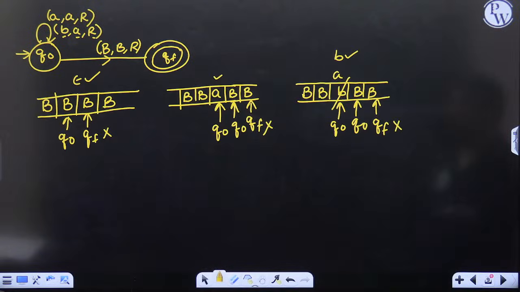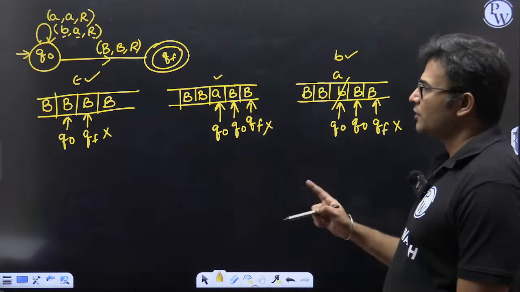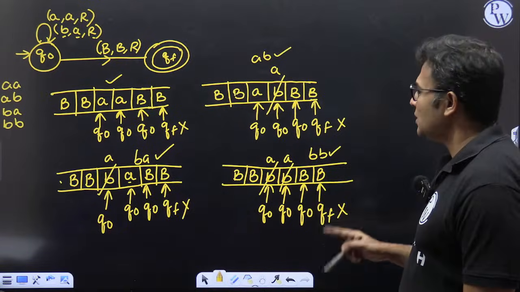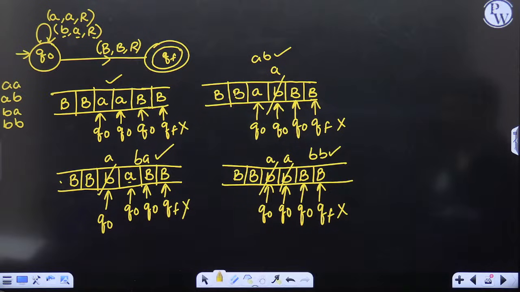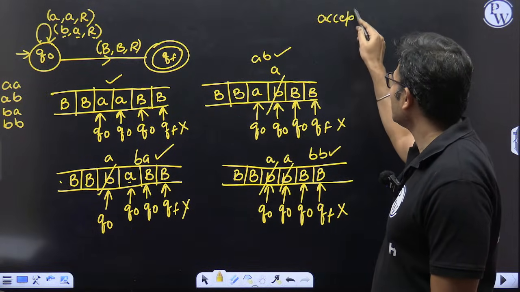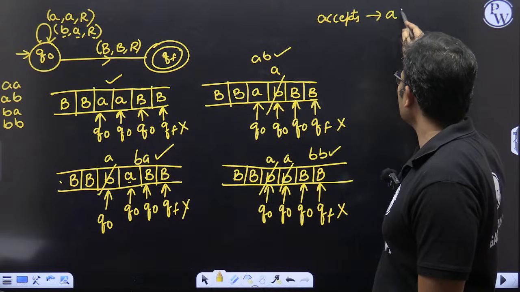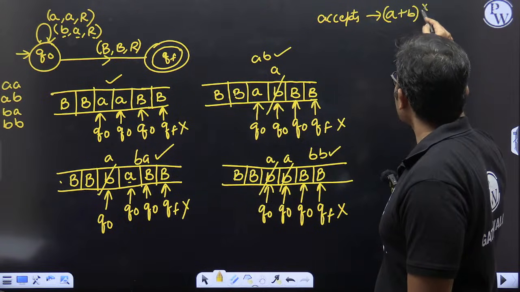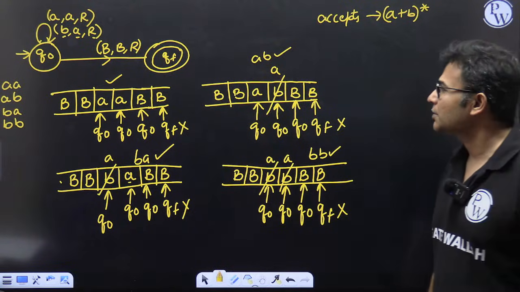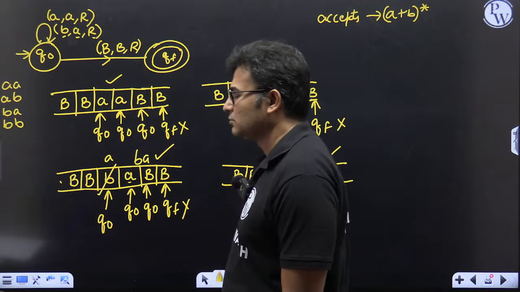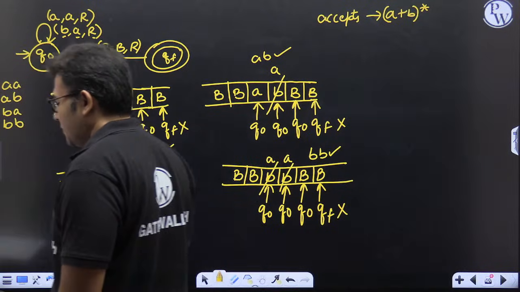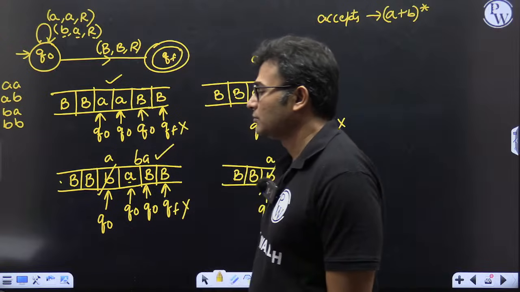Now you can check all the cases, okay? We have done all the cases. Now if you observe this, epsilon is accepted, A is accepted, B is accepted, AA, AB, BA, BB are accepted. So everything is accepted, right? So this machine accepts everything. (a+b)*.